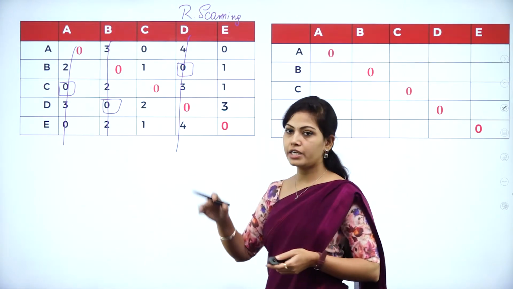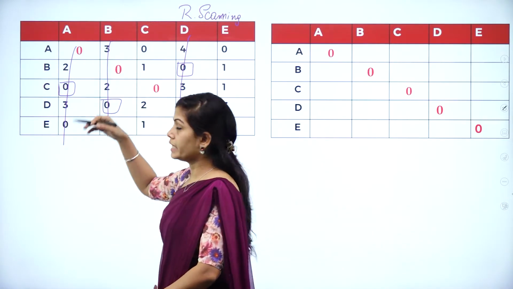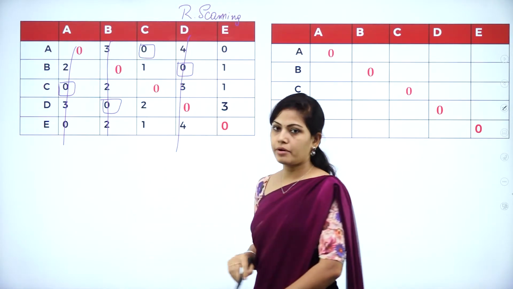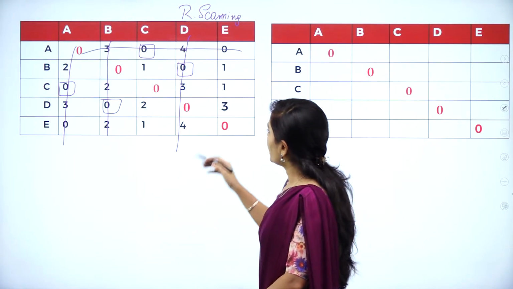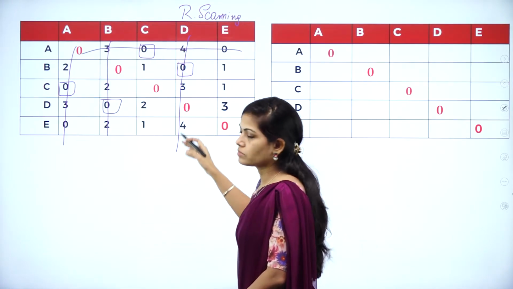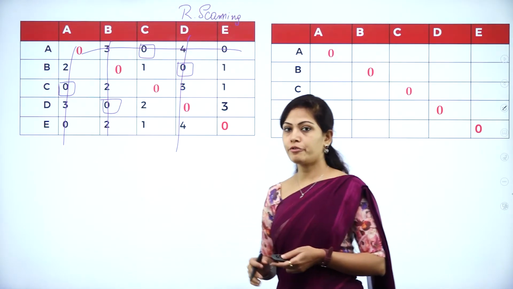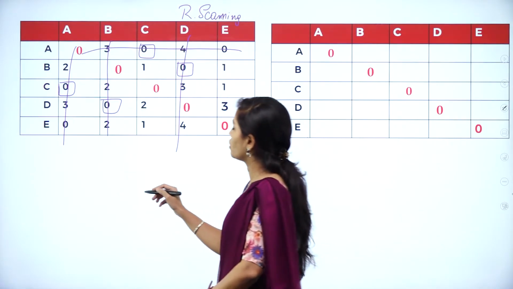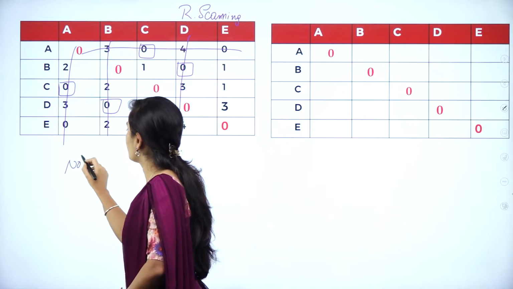Next I will find out the column scanning. In the first column, all the values are deleted. The second column is also deleted. In the third column, I assigned the zero and put a horizontal line. In the fourth column, deleted. And in the fifth column, there is no zero. Now we have to cross verify whether it is satisfying the optimality condition or not. Here, the number of square marks is equal to 4.